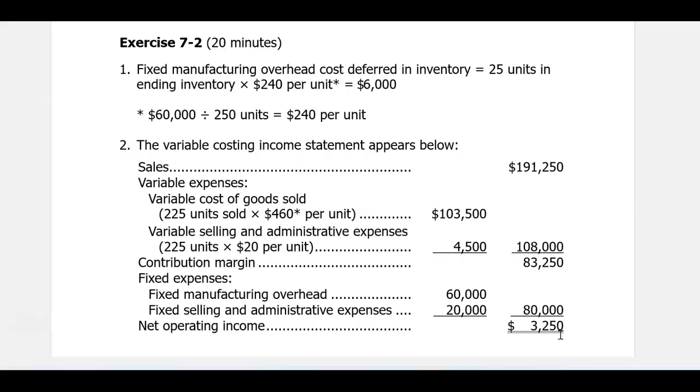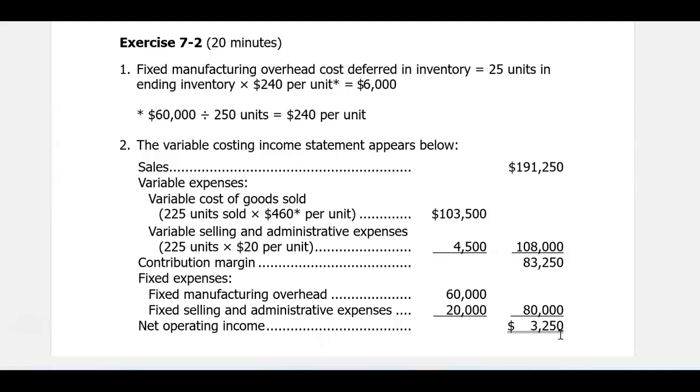Under variable costing, if you produce more and sell less, your net income is less. One more time, under the variable costing income statement, if you produce more, 250 units, and you sell less, 225 units, then your net income is less.